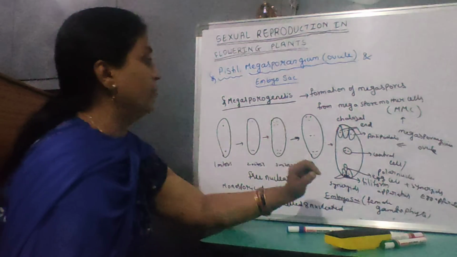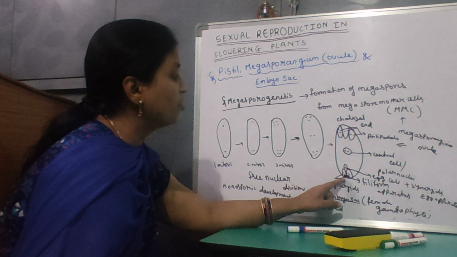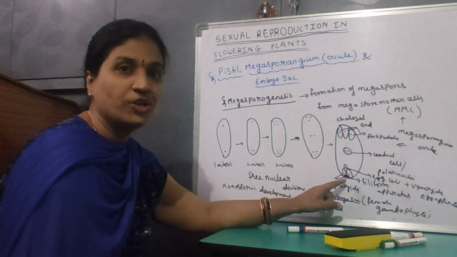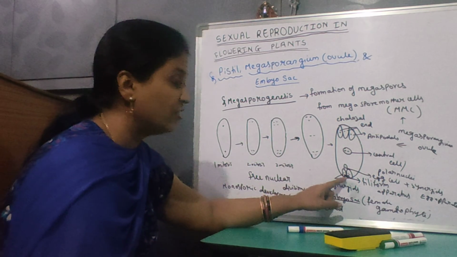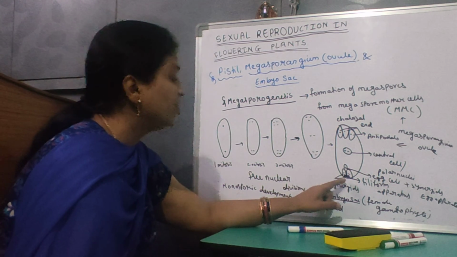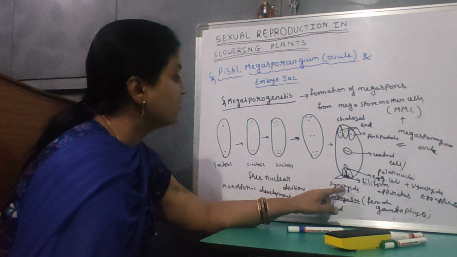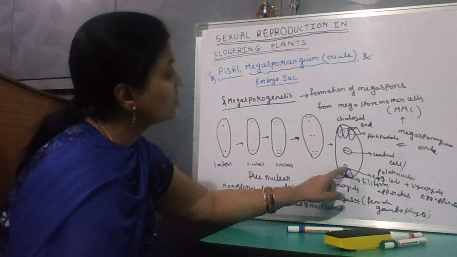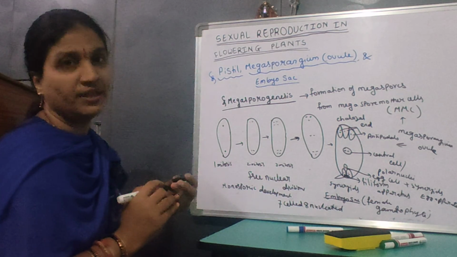It is monosporic development, as it is forming from one megaspore. And what is the function of this filiform apparatus? These finger-like projections are useful to guide the pollen tube carrying the male gametes into the embryo sac. The filiform apparatus will be guiding the pollen tube to enter into the embryo sac, through the synergids, to enter into the egg cell. There the syngamy takes place.